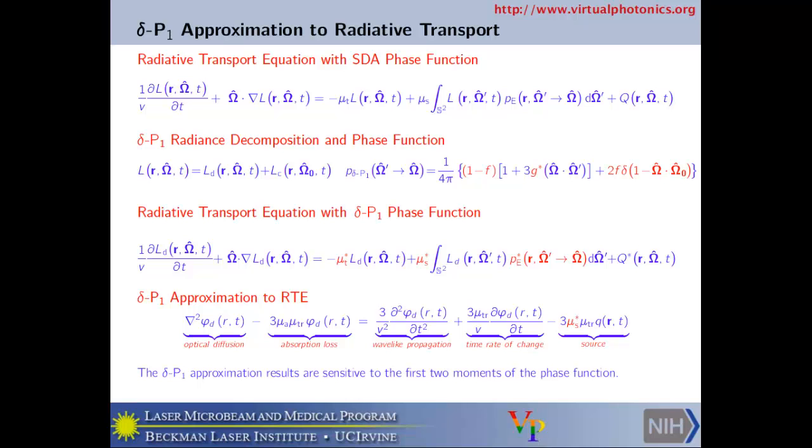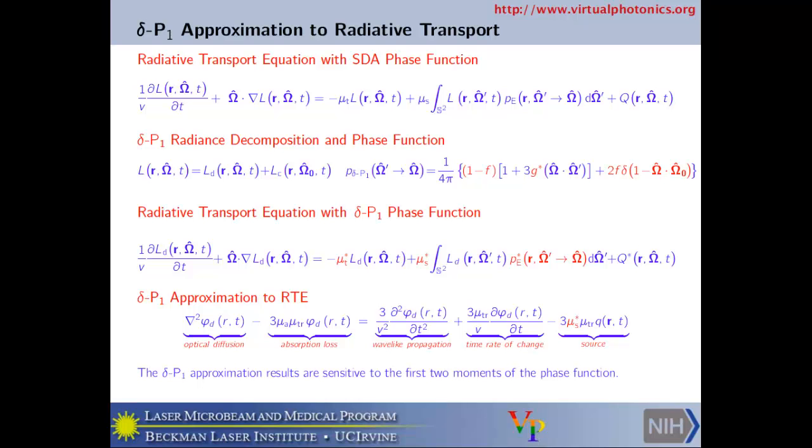We do the same thing. We put this into this radiative transport equation. We get what we call the delta P1 approximation to the RTE. So the equation looks exactly the same as the standard diffusion approximation. That's why there's very little additional mathematics to do. The only thing is that the source is just slightly modified.